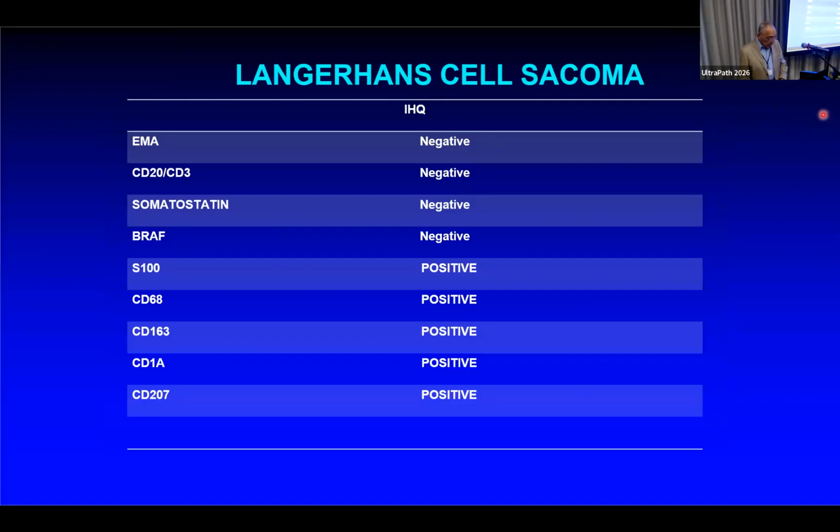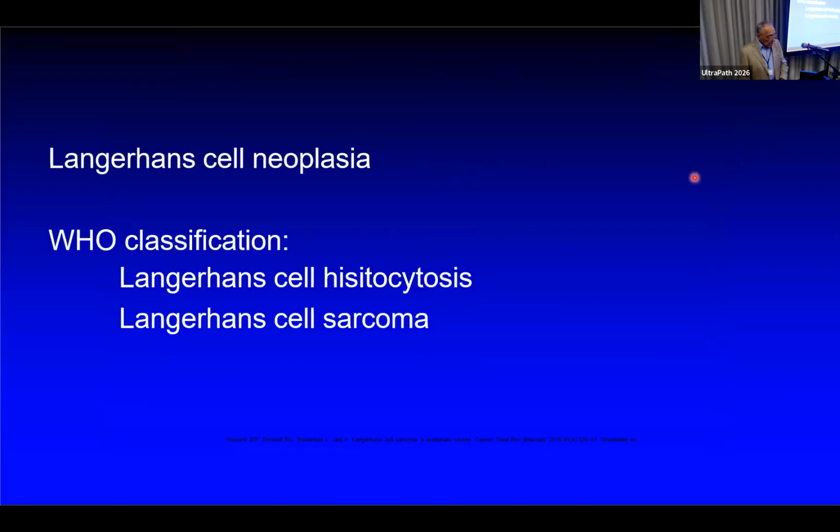Here is the summary of what I showed you about the immunohistochemistry. Even though the WHO divides or separates Langerhans histiocytosis from Langerhans cell sarcoma, it's a spectrum that begins with the benign, long-standing, and the malignant.